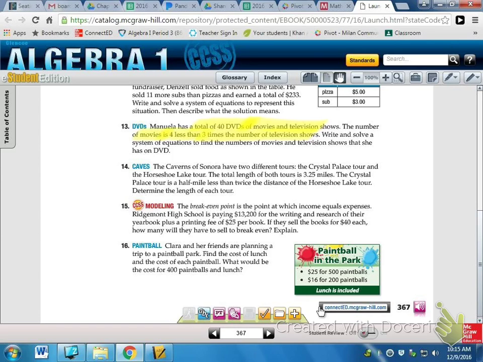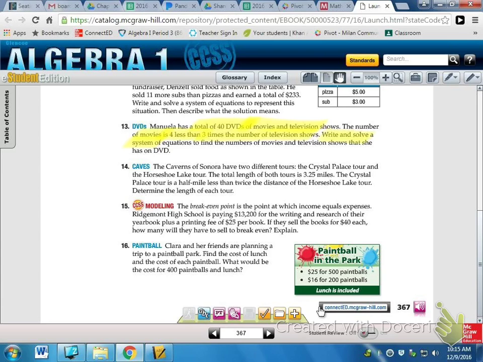Write and solve a system to find the number of movies and TV shows that she has on DVD. So write and solve the system. So this is one of those cases where you need to pick what variables you're going to use and define them. So what variables do you think we should use?